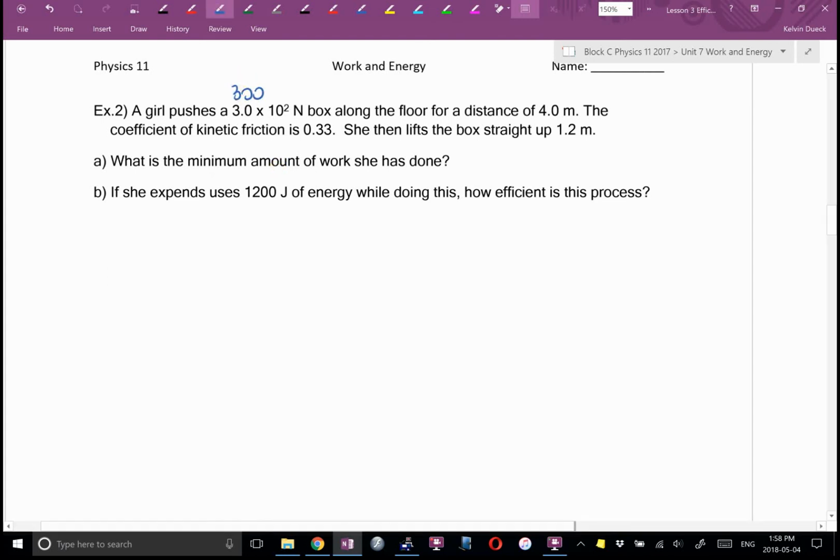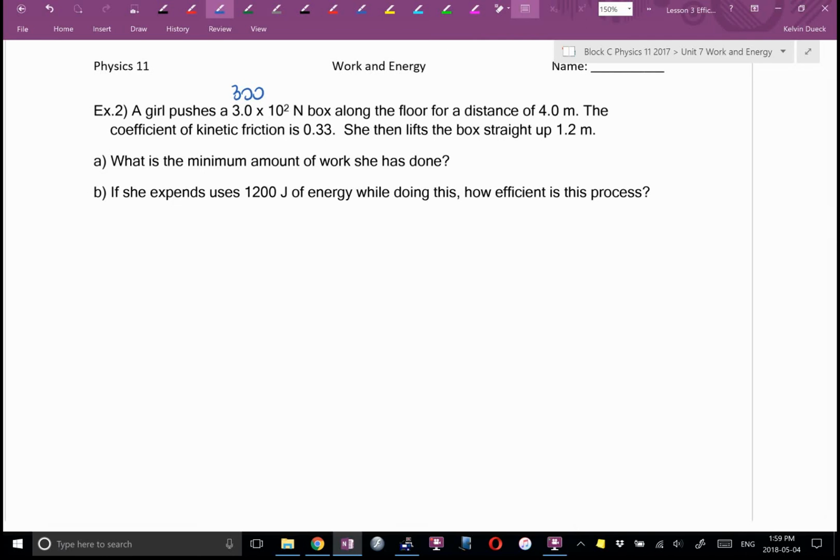3 times 10 to the 2, that's 300, which is less writing on my calculator. Newton, did they give me the mass? When they tell me something is in newtons, what are they giving me? I'm looking for the letter W. Don't say work. No, weight. Yeah, they're giving me mg there. Can I figure out the mass? I can divide by 9.8 if I need to. But if I'm using mg in the question, I'll just plug in 300 for the mg.